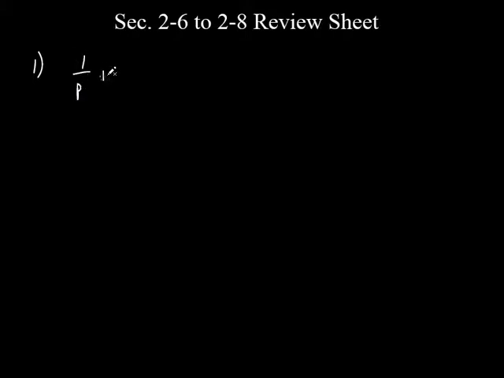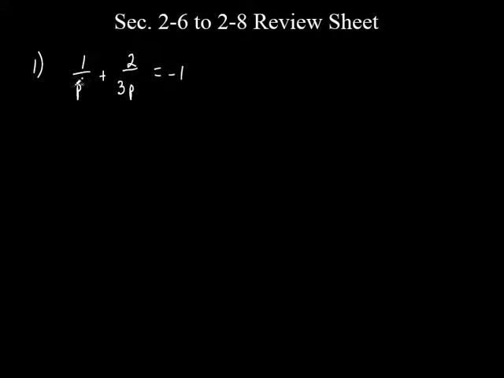So it's 1 over p plus 2 over 3p, and then equals negative 1. Alright, so what we have to do is we want to get rid of the denominators, and we do that by finding a common denominator and then multiplying everything by that common denominator. So that should be pretty easy.